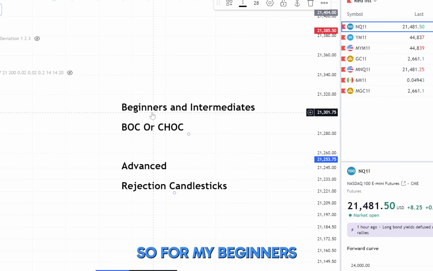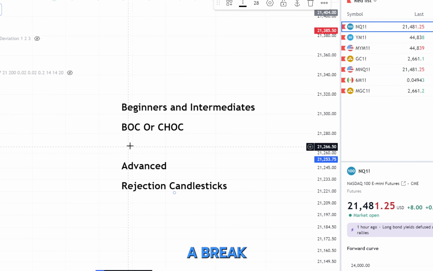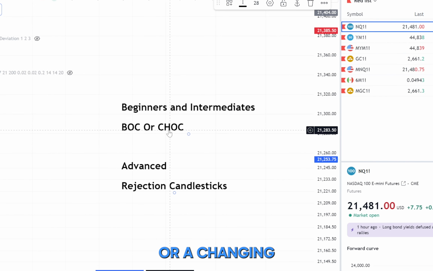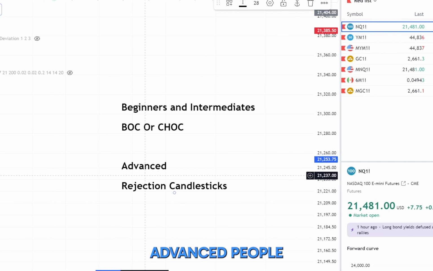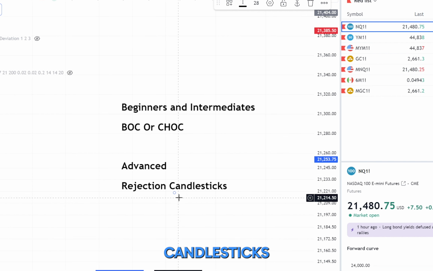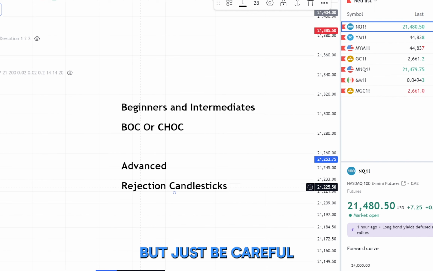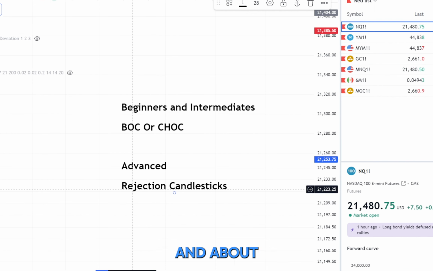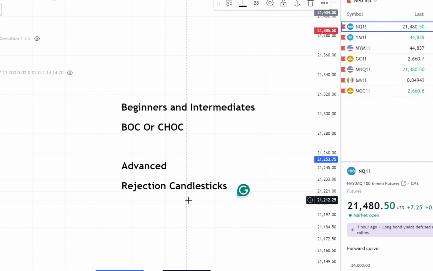So for my beginners and intermediates who are watching this video, I want you guys to focus on a break of candlestick or a changing of character like we've gone over. And for my advanced people, if you want, you can go to rejection candlesticks. It will give you more risk to reward, but just be careful about when you're getting in and about not stacking up those losses, and also not being greedy.